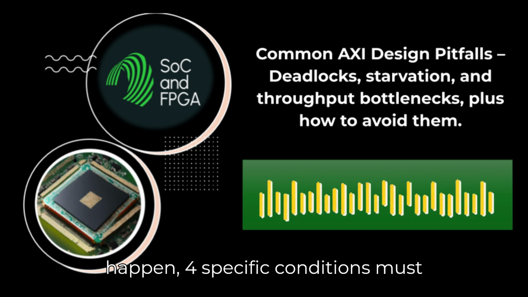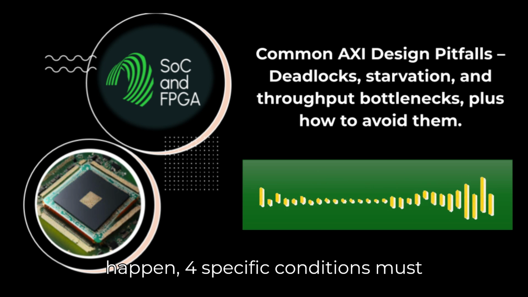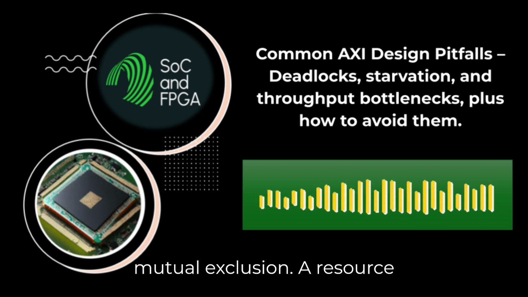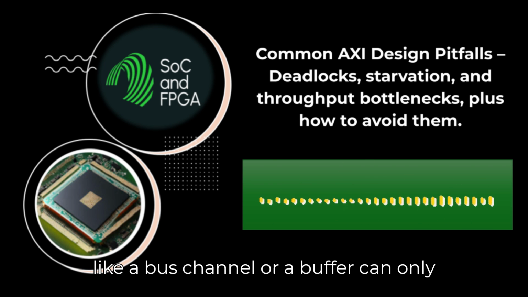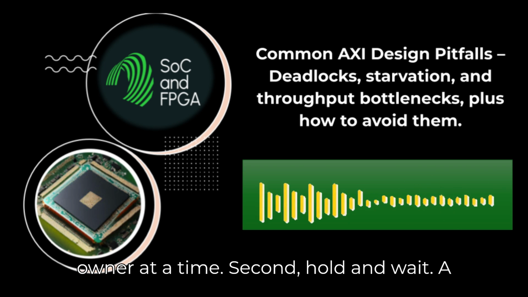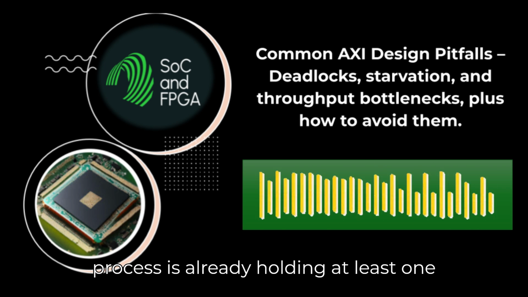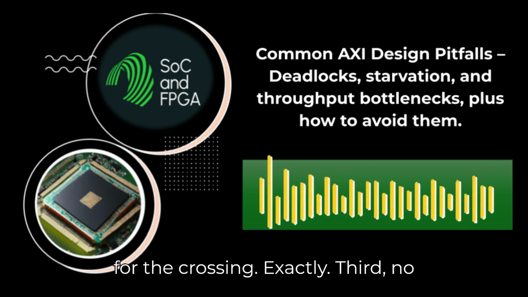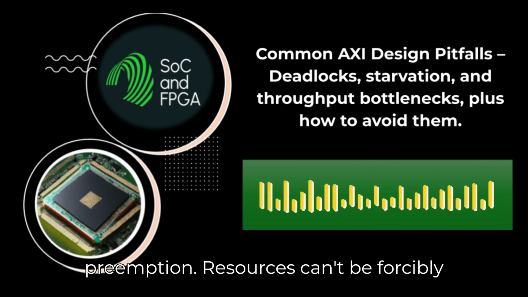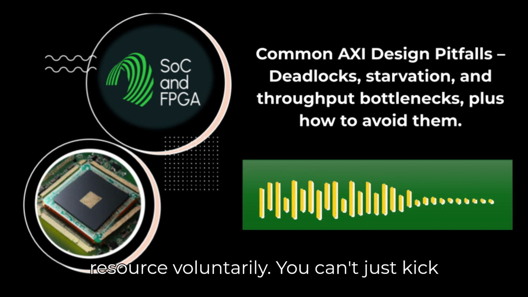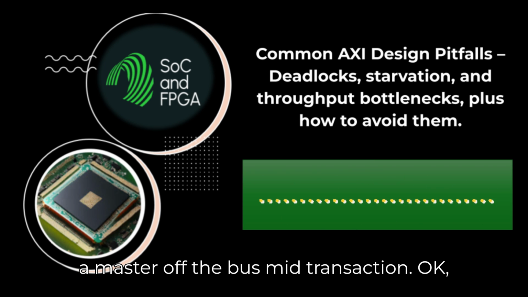And for a deadlock to happen, 4 specific conditions must all be met at the exact same time. 4 conditions. Okay, what are they? First, mutual exclusion. A resource, like a bus channel or a buffer, can only be used by one process at a time. AXI inherently has this. Makes sense. One owner at a time. Second, hold and wait. A process is already holding at least one resource while it's trying to get another one. Holding the track it's on, waiting for the crossing. Exactly. Third, no preemption. Resources can't be forcibly taken away. A process has to release its resource voluntarily. You can't just kick a master off the bus mid-transaction.